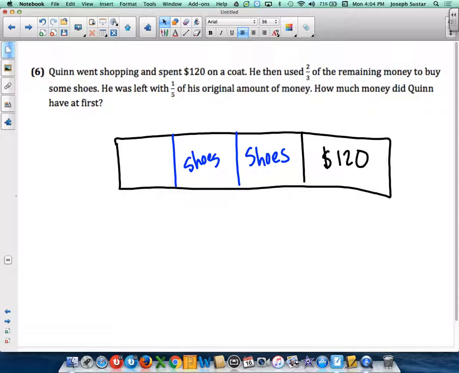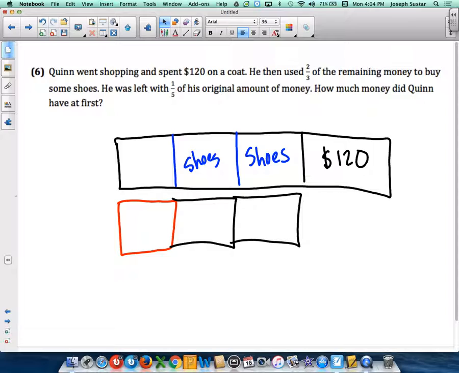So if this piece is 1/5 over here, we duplicate that. There would be 2/5, 3/5, 4/5, and 5/5. This new bar has to match up with the original bar. How much money did Quinn have at first?